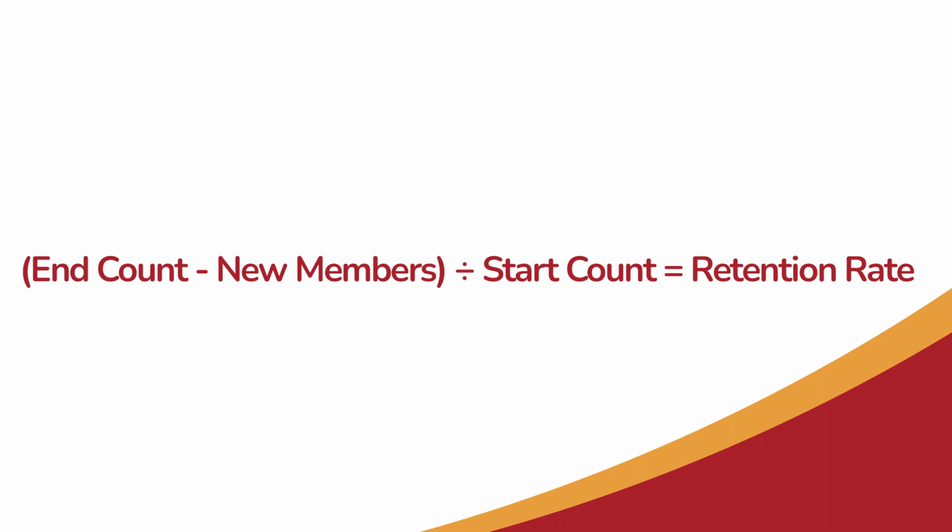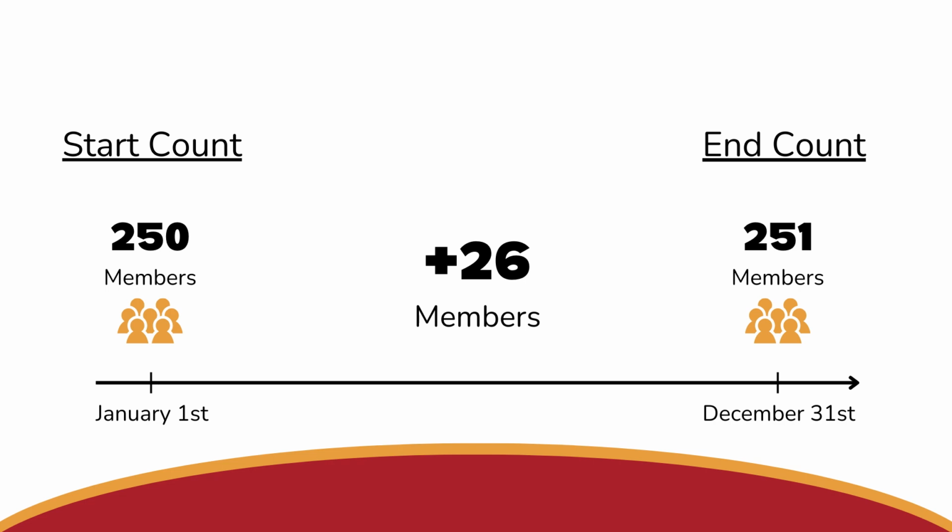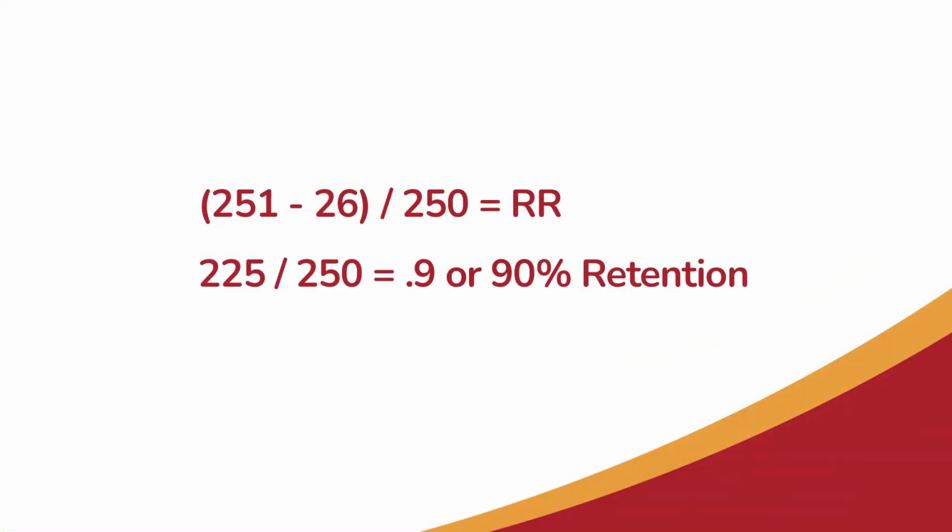Now, Chambers of Commerce routinely use this formula to measure member retention over a specified period of time, usually 1 year. For example, on January 1st, you began the year with 250 members. That would be your start count. You gain 1 new member every 2 weeks for a total of 26 new members recruited. That would be your new members. And then by December 31st, you ended the year with 251 total members. That would be your end count. So here's what the math looks like on that. 251 minus 26 divided by 250 equals your retention rate. So your retention rate in that example was 90% retention.